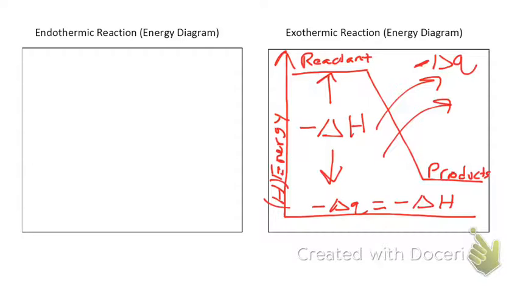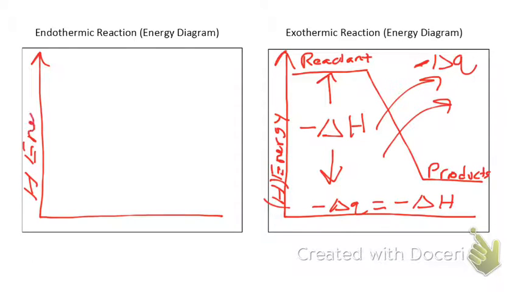So let's go to endothermic now, and repeat the same idea. I'm going to label my axes. Going up is H, energy, potential energy of the system. Now, in an endothermic reaction, you're going to get a curve that looks like this. So the reactants, and then the products are actually now going to be on top.